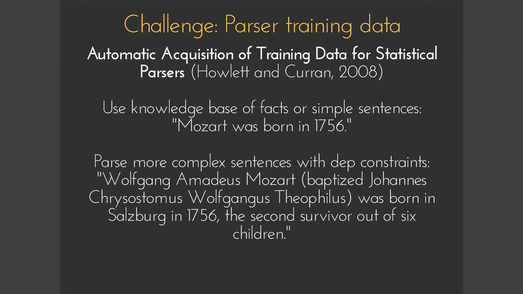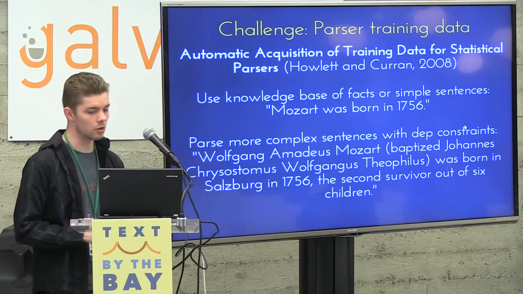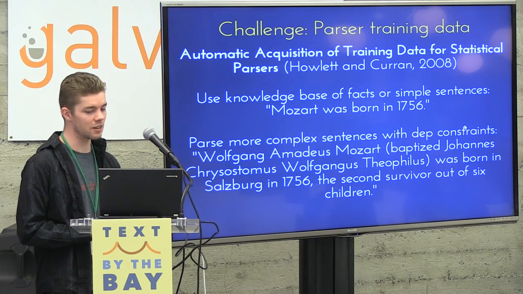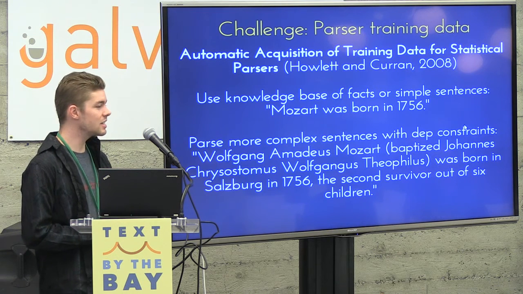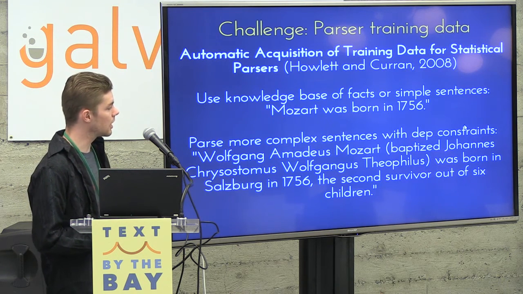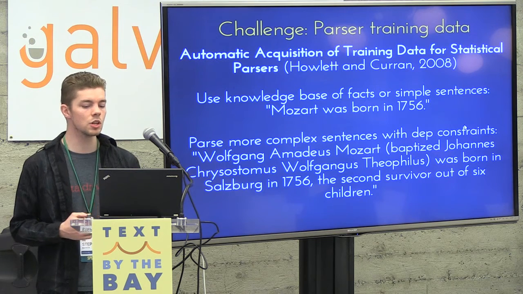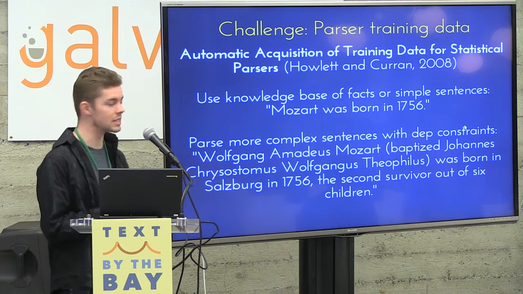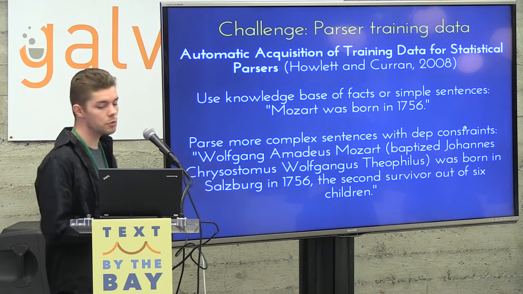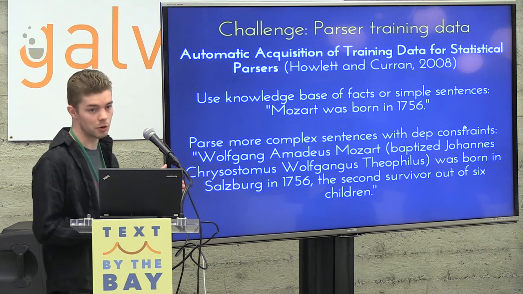You want automatic acquisition of it because the more data you have, the better your results generally are. So this is working off a paper called Automatic Acquisition of Training Data for Statistical Parsers from 2008 by Howlett and Curran. And it's a brilliantly simple idea. And the idea is that you use a knowledge base of either facts or incredibly simple sentences, such as Mozart was born in 1756, to help you parse the horrific sentence down the bottom.